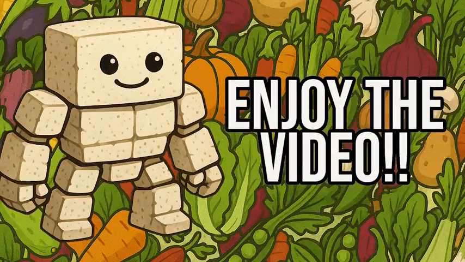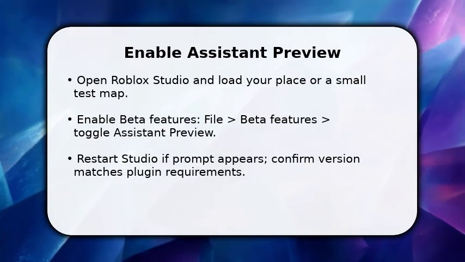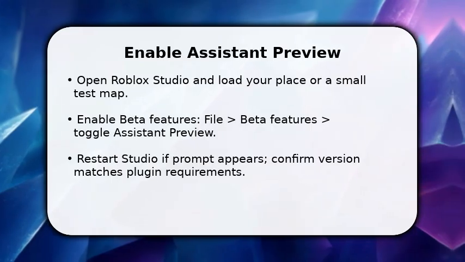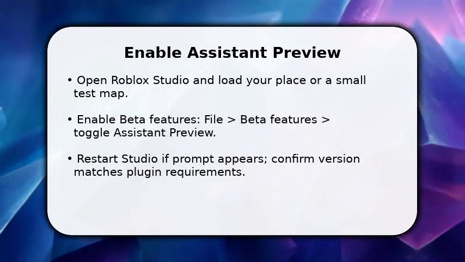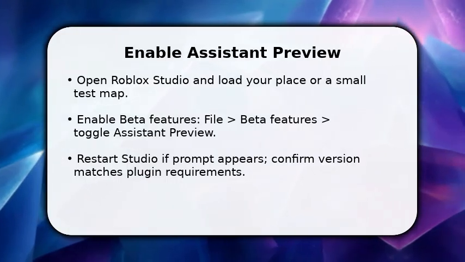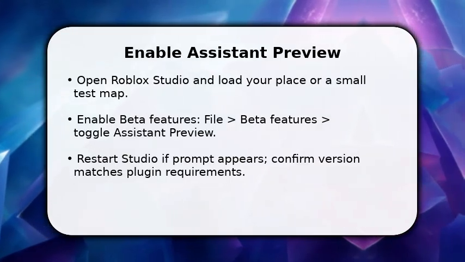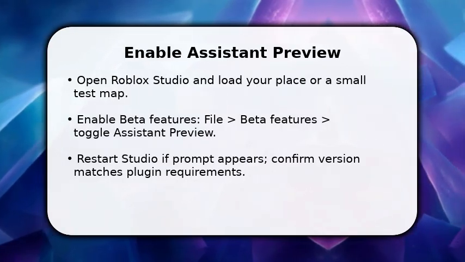Please enjoy the video. You start by turning the feature on so you can iterate fast. Open Roblox Studio, load a simple place, and enable Assistant Preview under File, right arrow Beta Features. Once done, restart Studio when prompted to ensure the preview module loads cleanly. That prevents missing UI elements. You're enabling live suggestions and previews. This reduces trial and error.